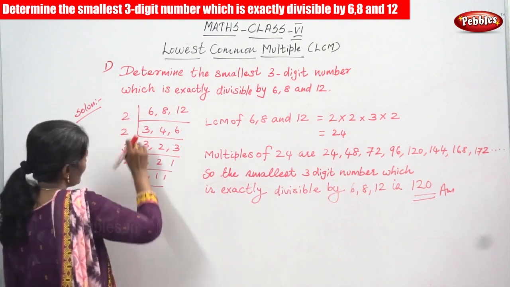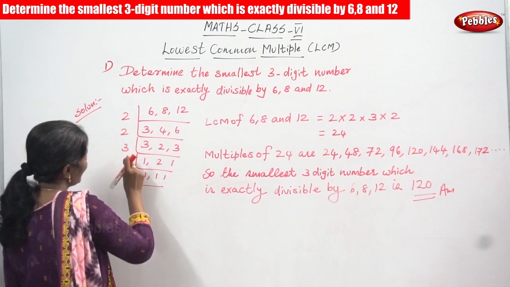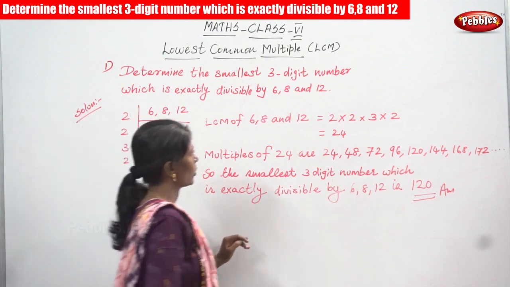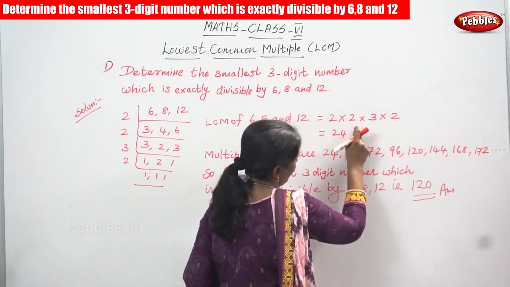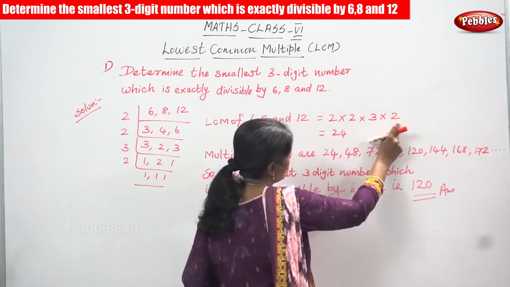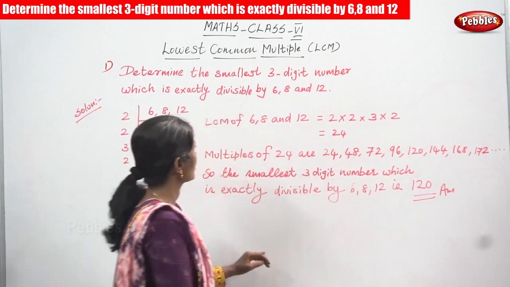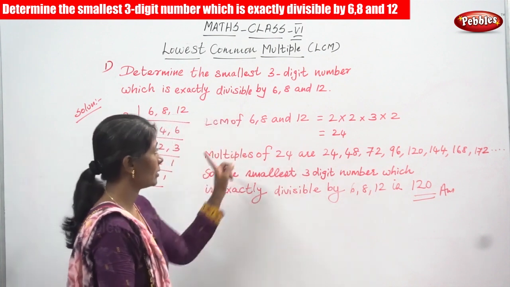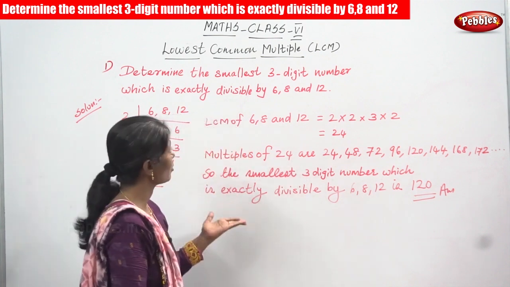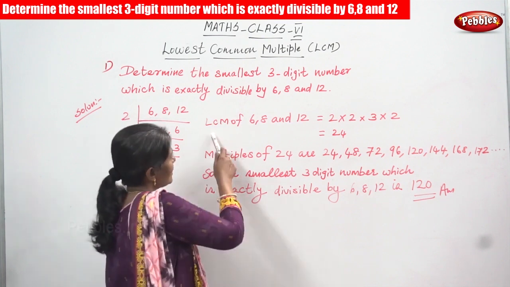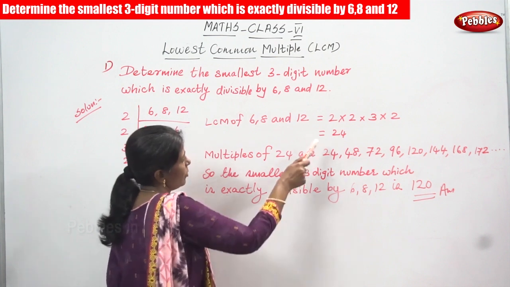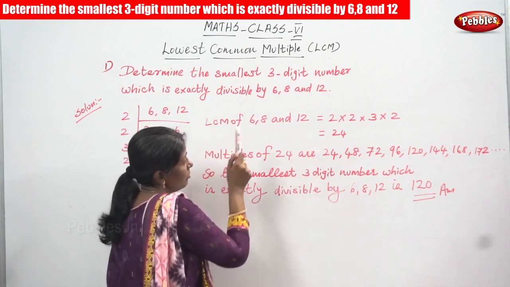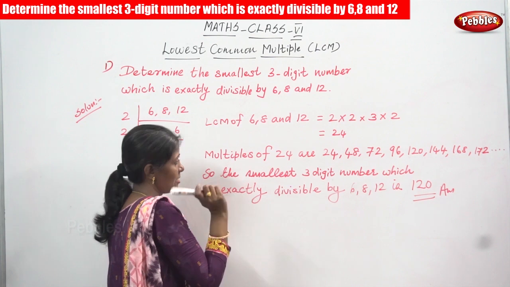So what are the numbers here? 2 into 2 into 3 into 2. 2 twos are 4, 4 threes are 12, and 12 twos are 24. 24 is the LCM of the particular numbers. The LCM of 6, 8 and 12 is nothing but 24. So 24 is the lowest common multiple of the given numbers 6, 8 and 12.